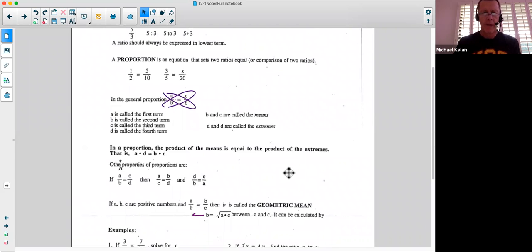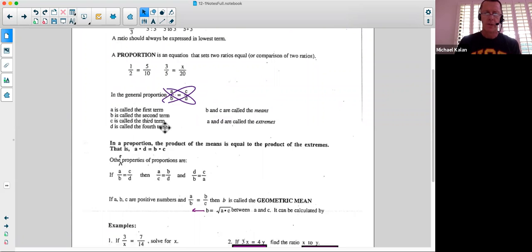But one thing you've probably learned at some point is that when you have two fractions set equal to each other, a proportion, you can cross multiply, and the cross products are equal to each other. And that's what this says here in bold. In a proportion, the product of the means is equal to the product of the extremes. That is, A times D equals B times C. I call that the bow tie method, because see how it makes a little bow tie there? So we know AD is equal to BC.